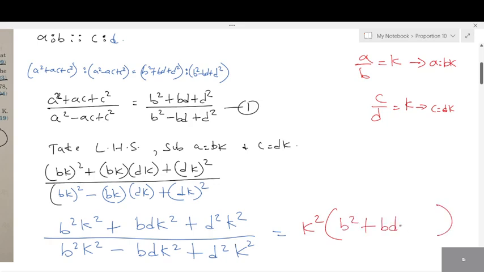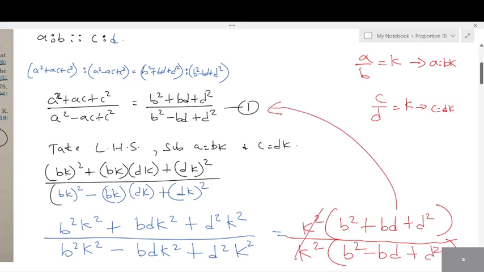B square plus BD plus D square. Only if you write it in alphabetical order, students, you'll be able to get the same answer. If not, you'll get confused with D and B. D, B will get interchanged. Next, even in the denominator, K square is common. B square minus BD plus D square. K square gets cancelled. Can you see we got the RHS?